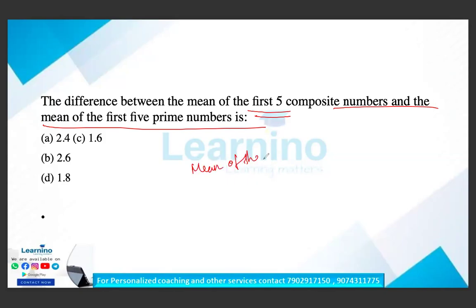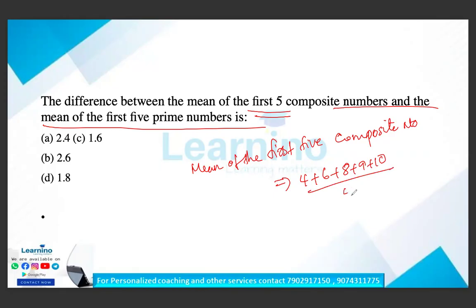Mean of the first 5 composite numbers. Mean of the first 5 composite numbers: 4 plus 6 plus 8 plus 9 plus 10 divided by 5, equal to 37 by 5, equal to 7.4.